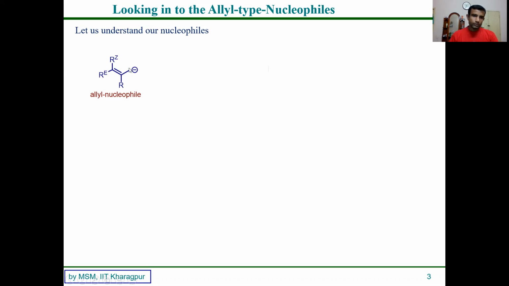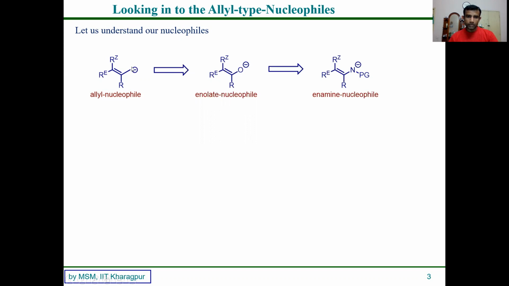But if you just replace this CH2 with a divalent atom, like oxygen, what will happen? You get another nucleophile. You know what this is? It's an enolate nucleophile. We have just replaced carbon with oxygen. In a similar way, if you replace this carbon with NHPG, you get the enamine.